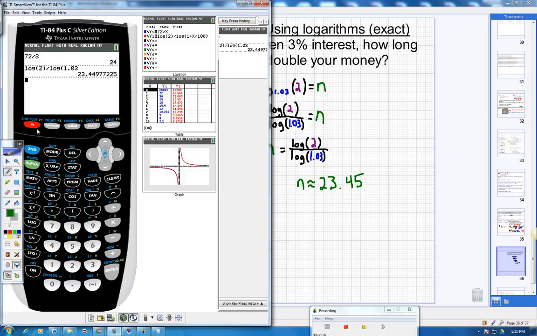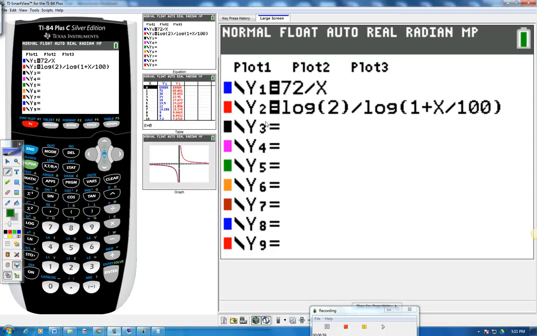Looking at the y equals, if you go into y equals, you can see here I have 72 divided by x. That's going to give me my rule of 72 estimate. That's y1. Down here in the red, y2, probably make it easier if I extend the screen. In y2, this is going to give me my exact, right? And if you wanted to enter that in, you could enter that into your calculator. We are going to do it at the start of class on Monday. Maybe you want to get ahead of the game, right?